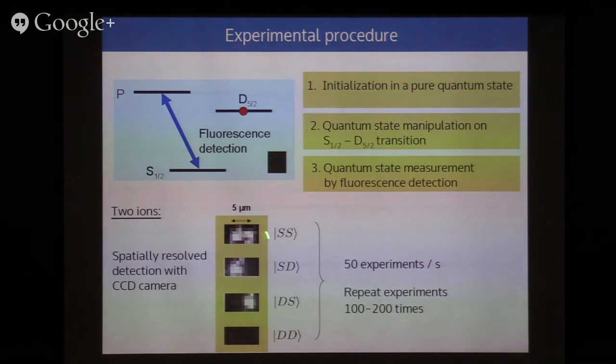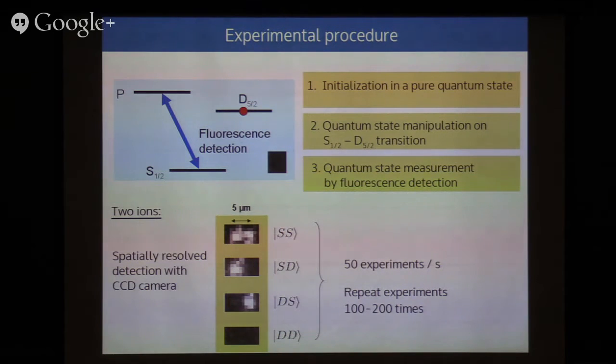This works, of course, also with multiple ions. Here I have 2 ions very close to each other, but you can still see that they're very well separated. Both ions are fluorescing. One ion is fluorescing, one is dark, the other way around. So it's fairly easy to distinguish this.